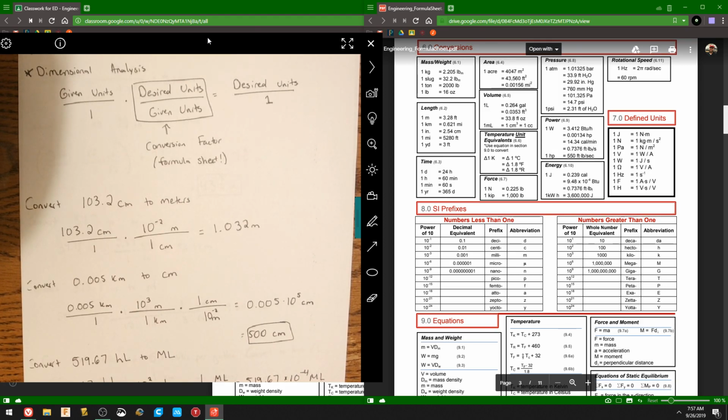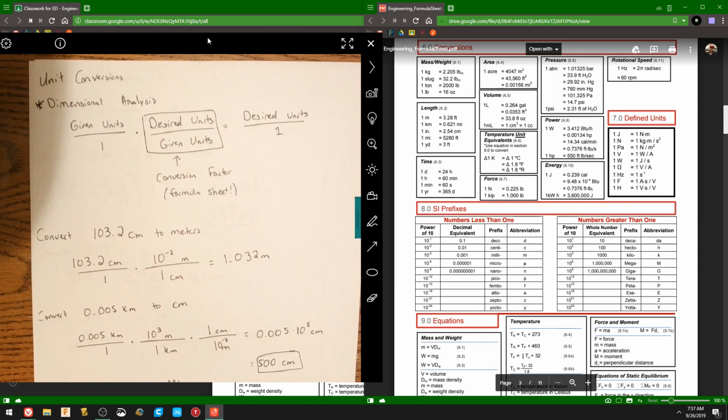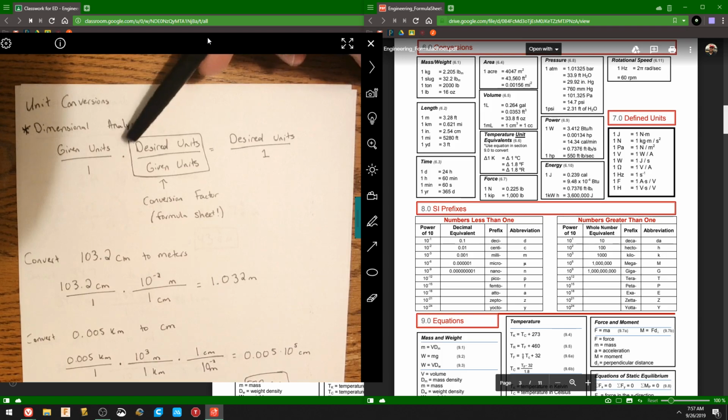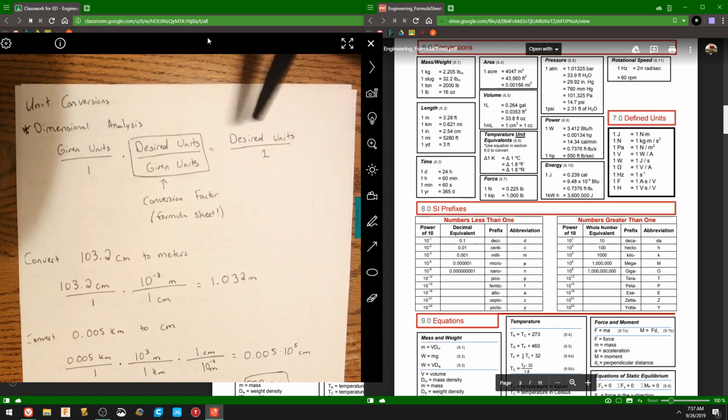The first set of notes you would take is this little asterisk right here. Dimensional analysis. Basically, all that is given units over 1, which anything over 1 is itself, multiplied by desired units over the given units, equals the desired units. So write that in your notes, and we'll start there.